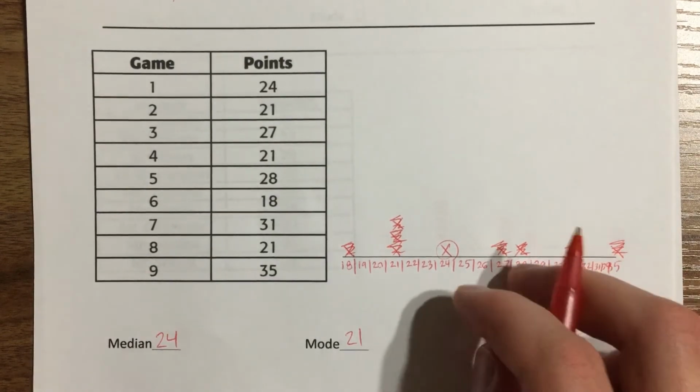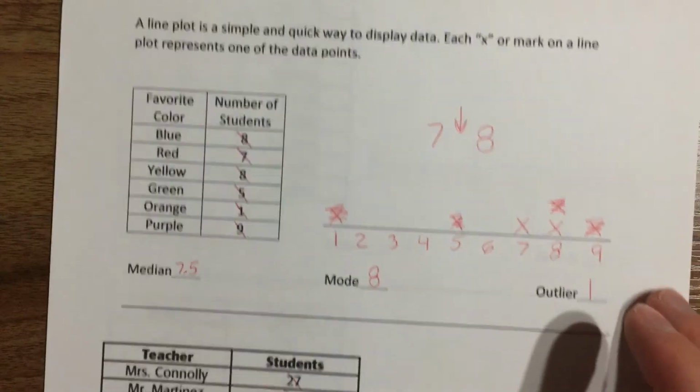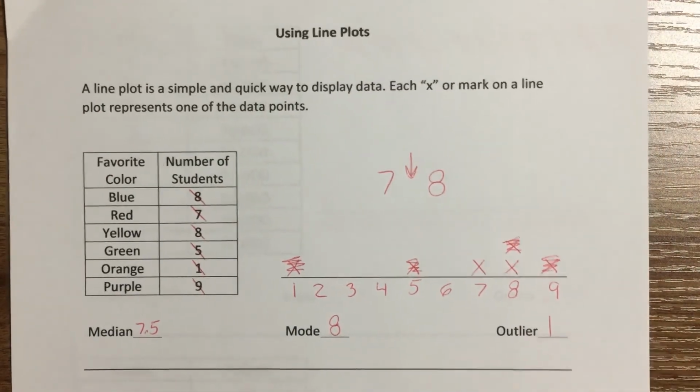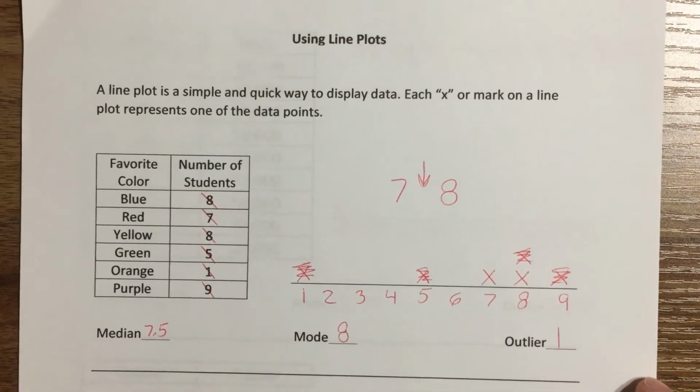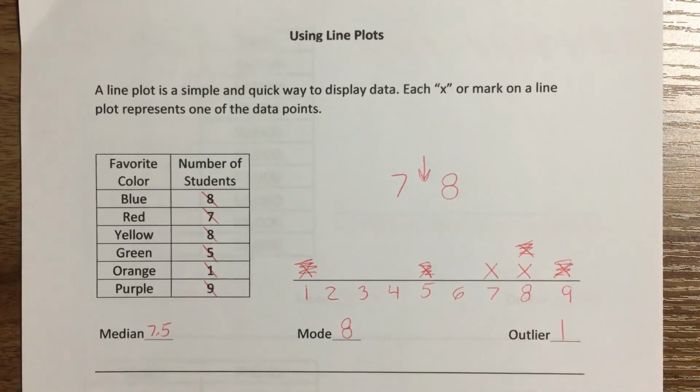That was stressful trying to get all those numbers in there, but again, if you have more space, you can make it work. But that is just a little application of how we can use the median, mode, and outlier with actual sets of data and making the line plots as well.